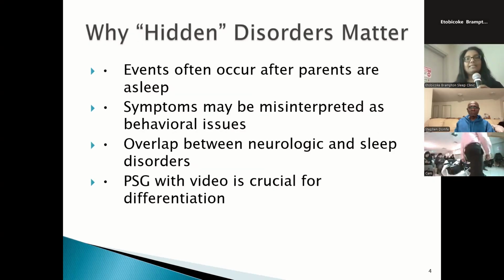As I said, events often occur after parents are asleep. Symptoms may be misinterpreted as behavioral issues. There is overlap between neurologic and sleep disorders. So an overnight sleep study with video is crucial for the differentiation.